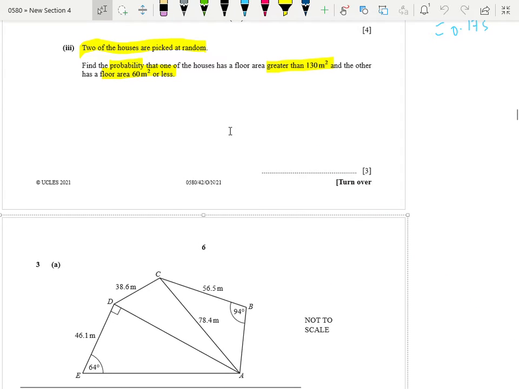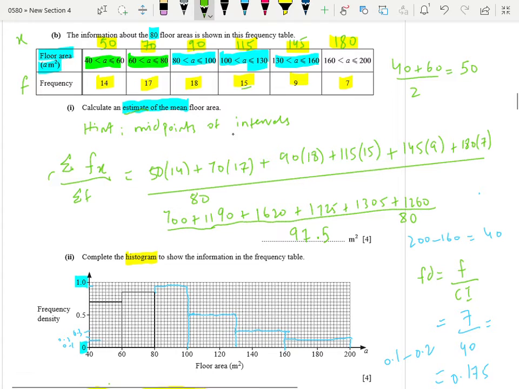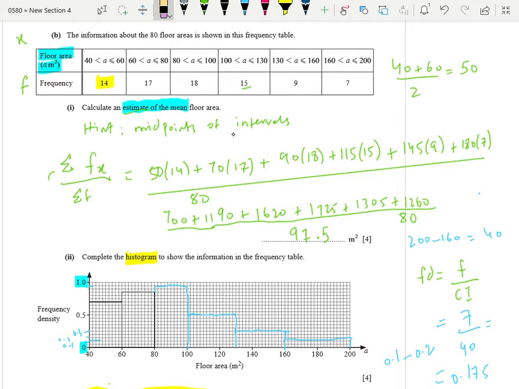So in this one, probability of two different houses with two different criteria. For that, we would have to look at the table because the first one is saying greater than 130 meters squared. So 130 meters squared is this. Let me clean this for you so you have no difficulty in reading. Okay, so this is for more than 130. You can see we would pick up these two because these two correspond to more than 130.